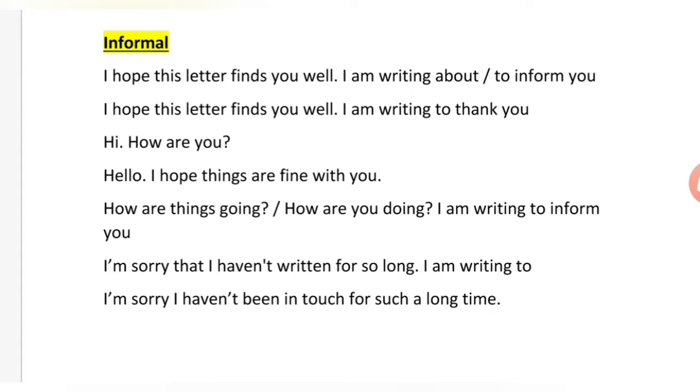You must remember that in an informal letter, like when you are writing to a friend, it should contain an informal tone. So it is really important you write in a simple way. Other ways are, how are things going, or how are you doing? I'm writing to inform you. I'm sorry that I haven't written for so long. I'm sorry I haven't been in touch for such a long time. Then you can say I'm writing, and you can state the purpose.